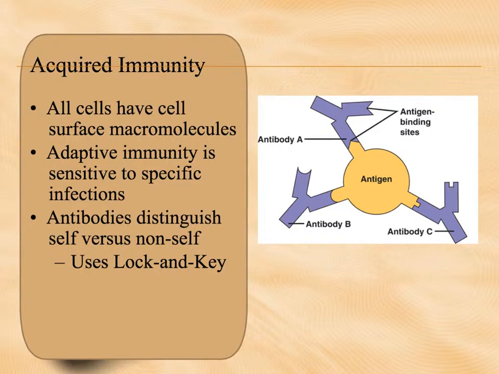So all cells have some type of surface macromolecular protein to identify them. Adaptive immunity is sensitive to these specific infections based on antibodies fitting these specific macromolecules or proteins usually. It uses a lock and key method. In other words, see how this thing sort of has a sticky, pointy out bit that's triangular shaped, and the antibody has a triangular, pointy in bit that's triangular shaped. So that's what the lock and key method refers to, and it basically just means the antibody will fit perfectly with that macromolecule and attach to it to identify it.